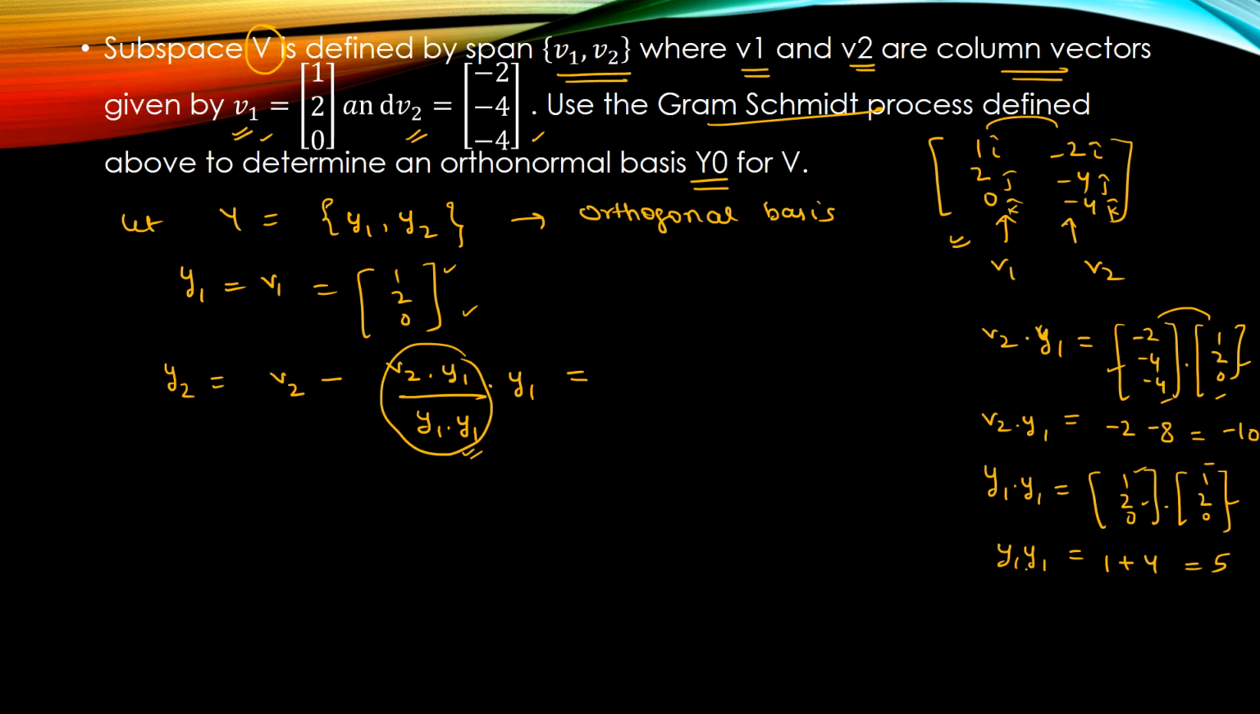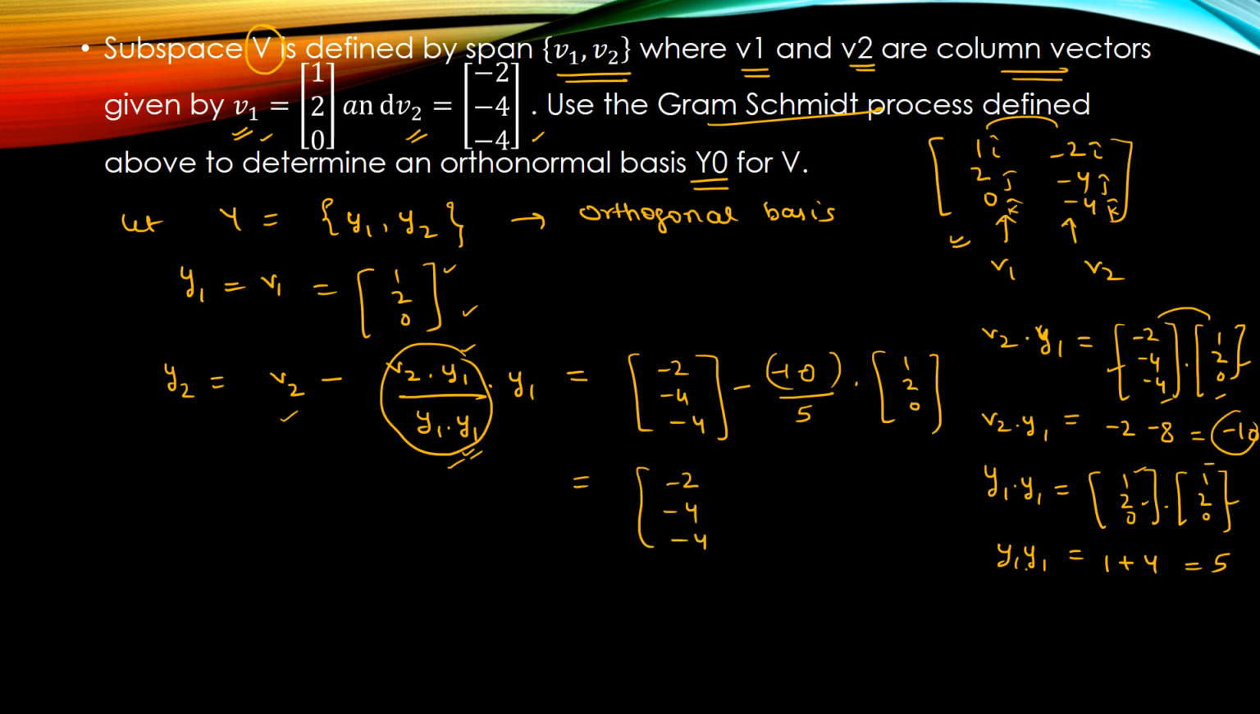So here v2 is what? Let's substitute all these values. v2 is (-2, -4, -4) minus v2 dot y1, which is minus 10, divided by y1 dot y1, which is 5, times y1, which is (1, 2, 0). So this gives us (-2, -4, -4) minus minus, plus 5 to the 10, (1, 2, 0), right? This gets divided by it.